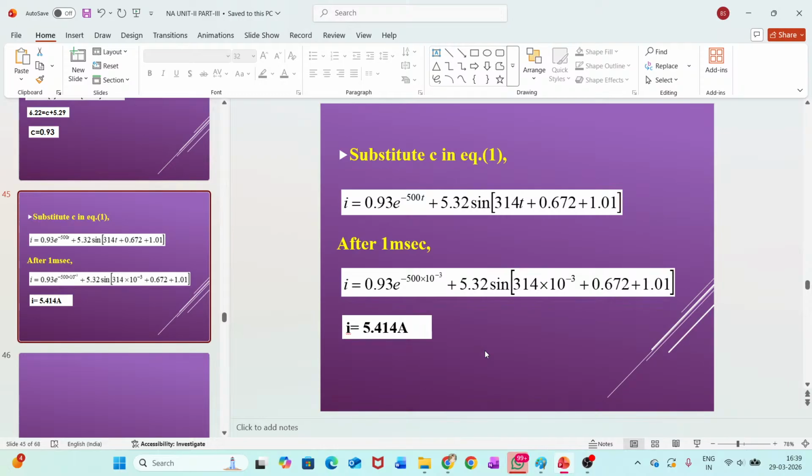So that's it. I have discussed in the previous session the RL circuit response using differential equation using AC supply. Here in this session I have discussed the RC circuit.